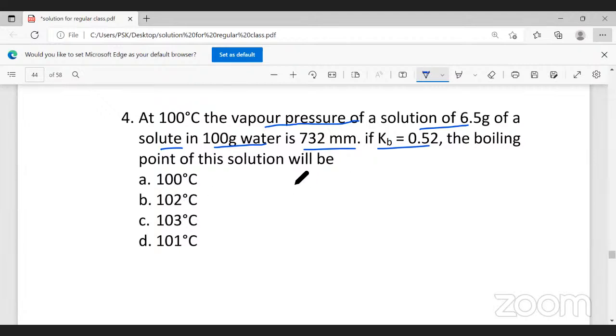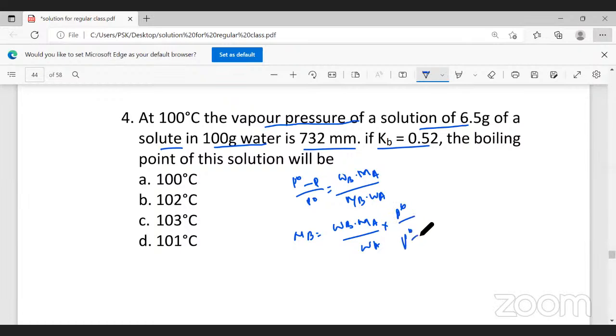How do we calculate the molecular mass? We know that P naught minus P divided by P naught is equal to WB into MA divided by MB into WA. A stands for solvent and B stands for solute. So what will be MB? MB will be WB into MA divided by WA into P naught minus P divided by P naught. This is the formula.